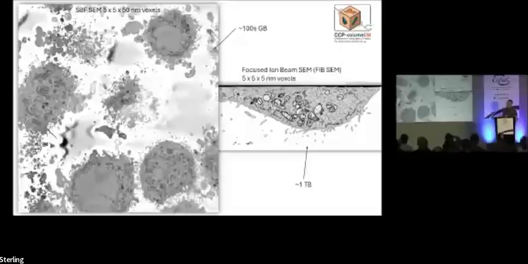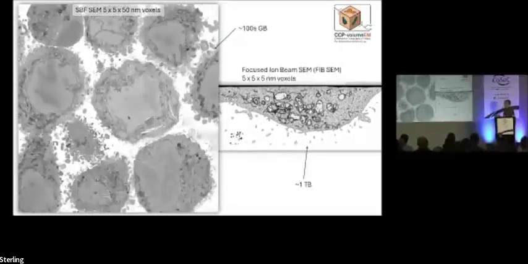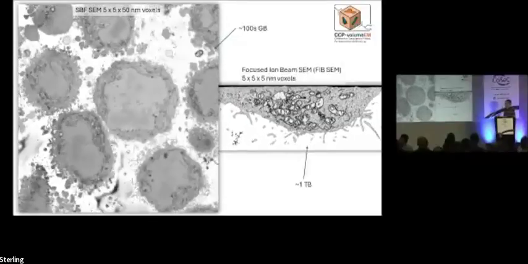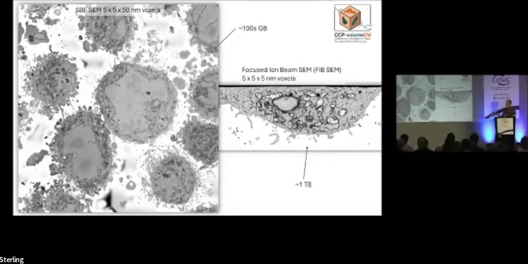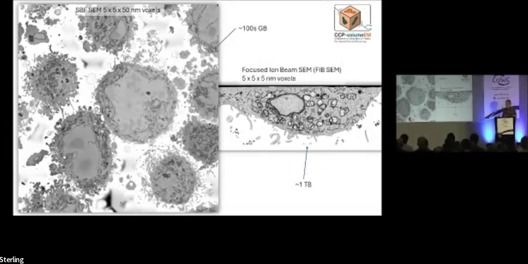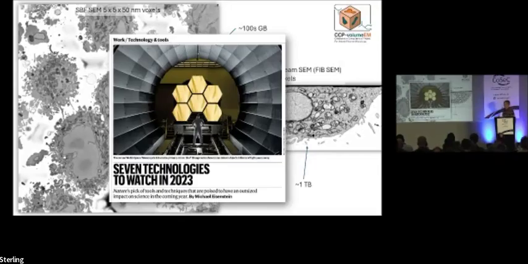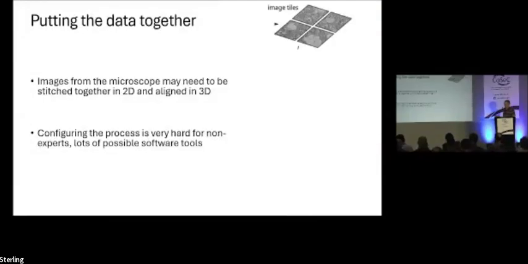This is from a different type of volume electron microscope called a focused ion beam scanning electron microscope. And this is going through 5 nanometers at a time, or even down to 3 nanometers at a time. So the data sizes for these, for an acquisition of a day or a few days, can be up to terabyte scale quite quickly. And the rapid advance in these technologies is one of the reasons why volume electron microscopy is one of Nature's 7 technologies to watch in 2023, alongside the James Webb Space Telescope.